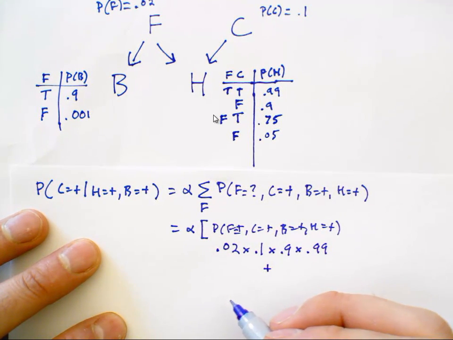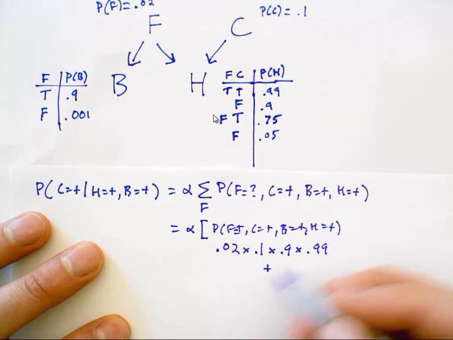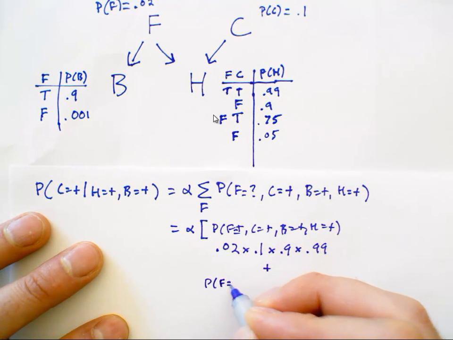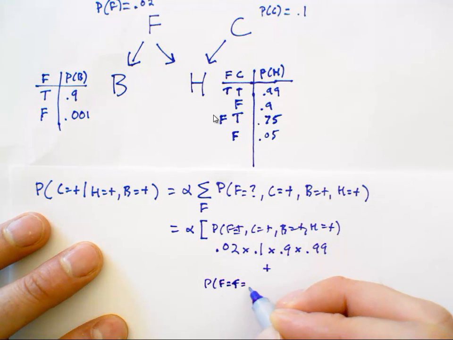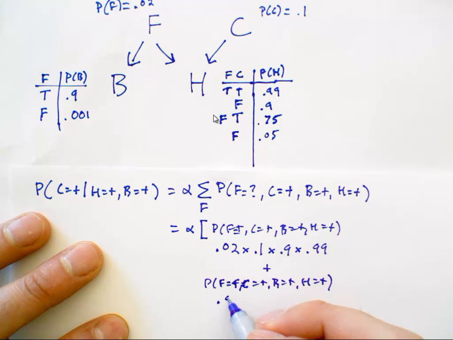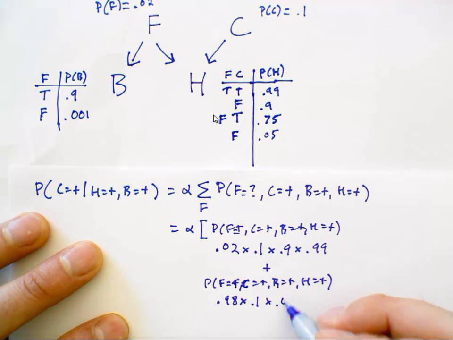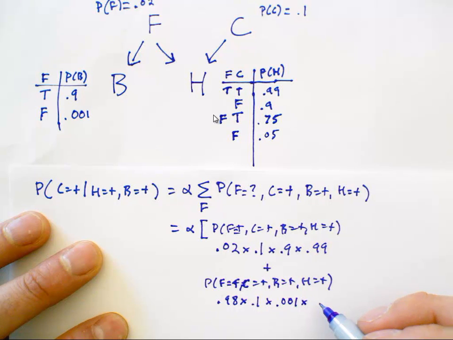Who's going to do the false case? Evan. So this is the probability that F equals false while C equals true, B equals true, and H equals true. 0.98, times 0.1, times 0.001, times 0.75.